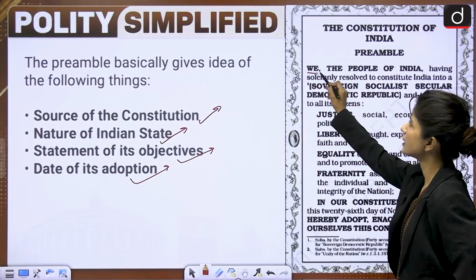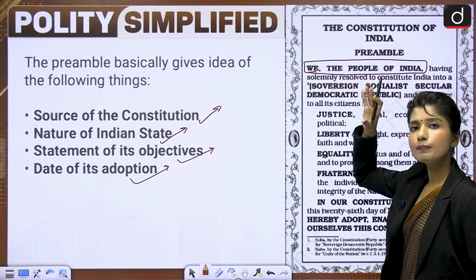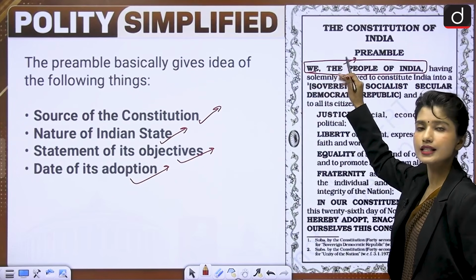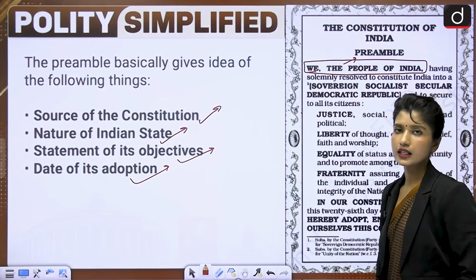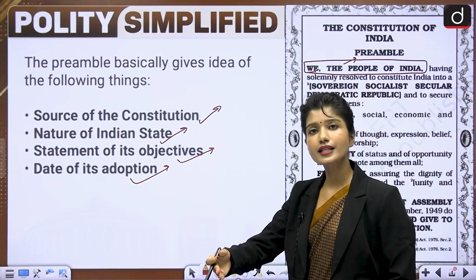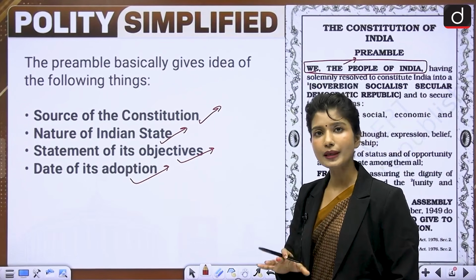In the first line itself, it says, "We the people of India." What does it mean? This means that the power or authority given to Constitution comes from people of India. It is in the hands of people of India. The government that comes into power gets the power from Constitution. Constitution gets the power from people of India. So ultimately, all the power resides with people of India.